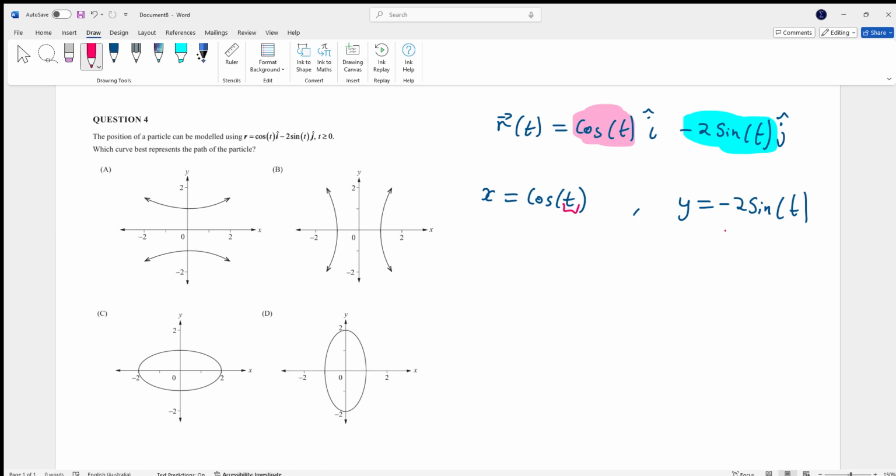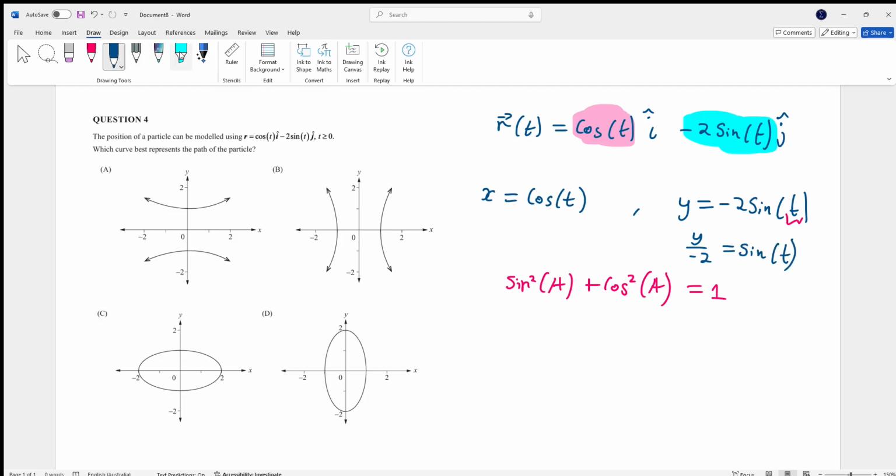Because these are the same, the best identity to combine them would probably be the Pythagorean identity. If you square them and add them together, it is equal to 1. So before we do anything, let's make the sine by itself: y over negative 2 equals sin t.